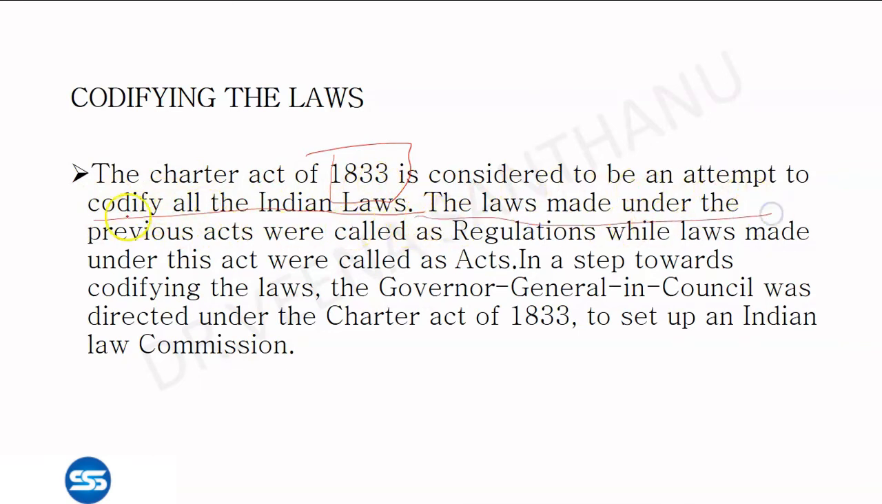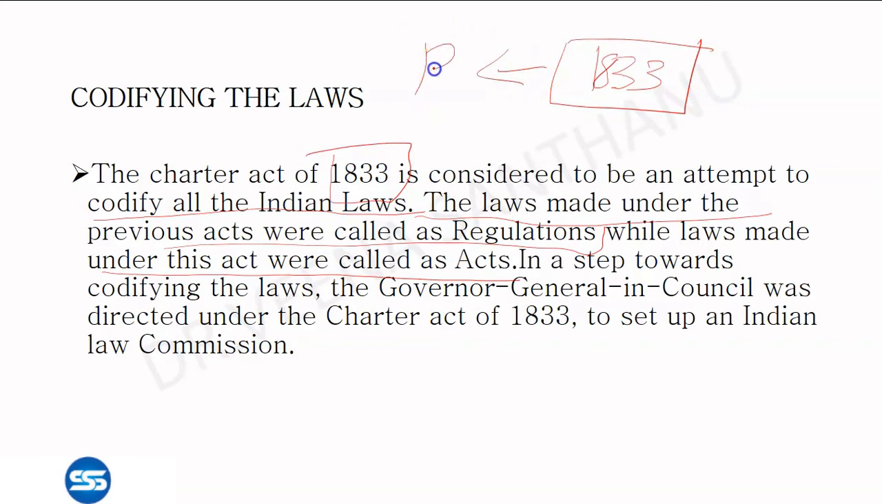The laws made under the previous acts were called regulations, while laws made under this act were called acts. So all the laws made under the previous acts, that is the 1773 Regulating Act and so on, were called regulations, while laws made under this act were called acts. So you have to consider this particular act as a landmark. Before this, only regulations. After this, all laws were called acts.